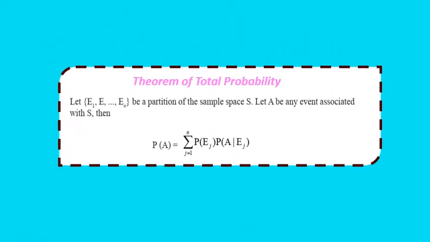Now we have the theorem of total probability. So let E1, E2, E3 up to En be the partitions. We learned about partitions of a sample space S. Let A be any event associated with S. Then probability of A will be equal to the sum of probability of Ej into the conditional probability of A over Ej. Clear? So pause and note down this point.